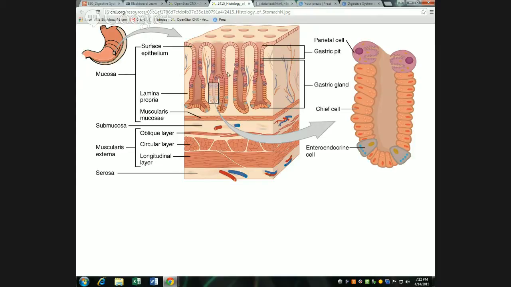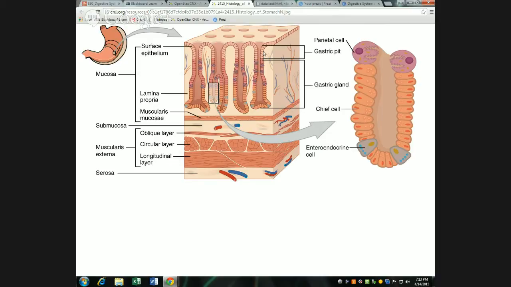But really what you're looking at mostly are the infoldings of the mucosa down into these glands. The opening of the gland is called the gastric pit. So just looking at the surface of the stomach, you see all these pits in there. Those are the gastric pits. And then deeper down inside, we have the gastric glands.